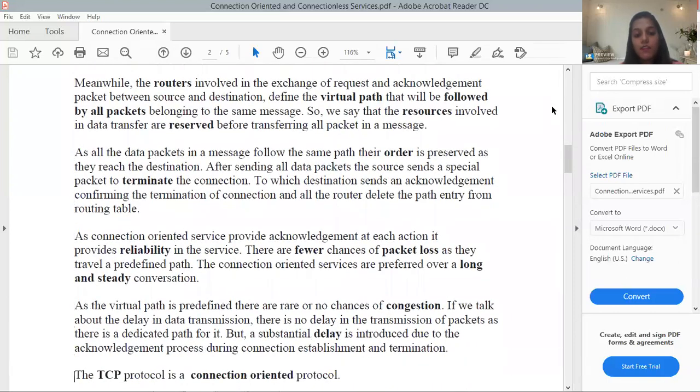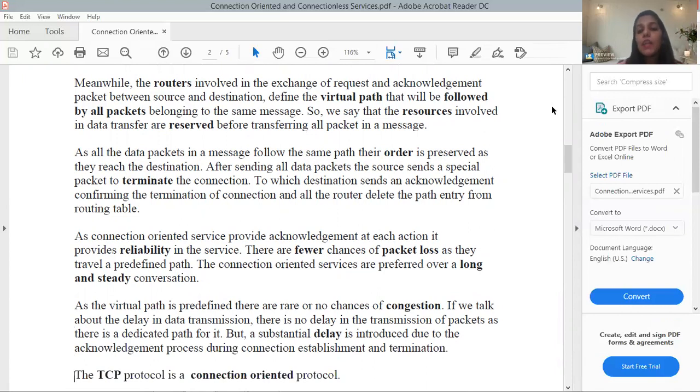As a virtual path is predefined, there are rare chances of congestion because we already lock and block all the path. So there is no kind of congestion, right? Only in a very small percentage of cases, if crosstalk or something similar happens, then congestion might occur. Otherwise, no congestion might happen.